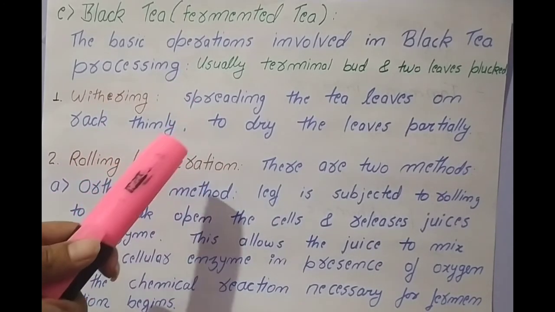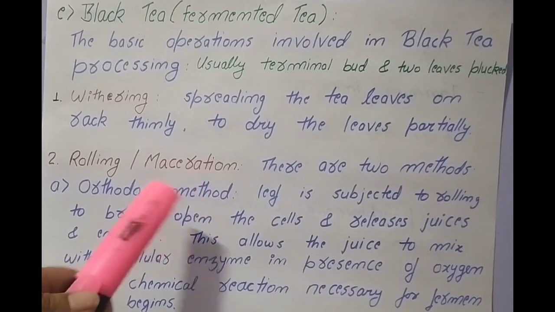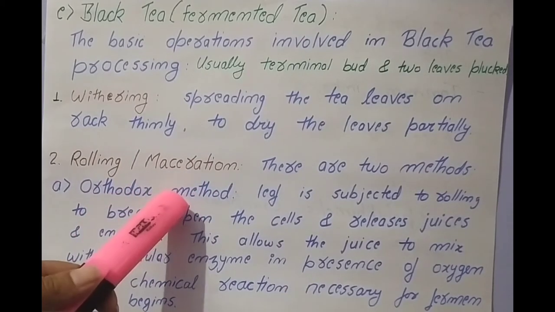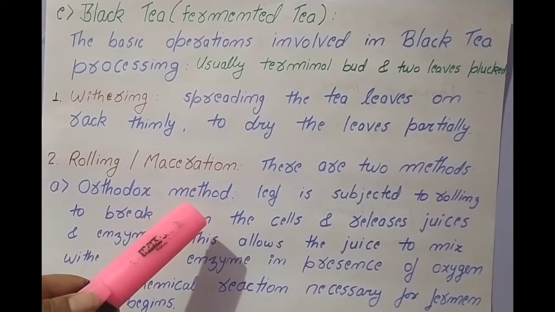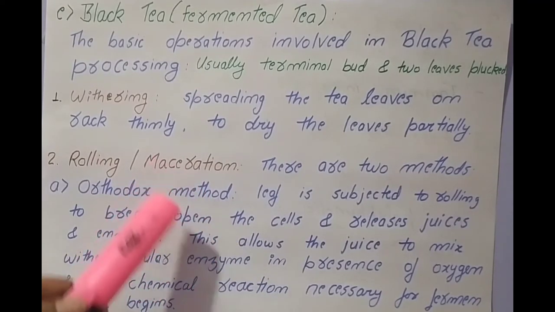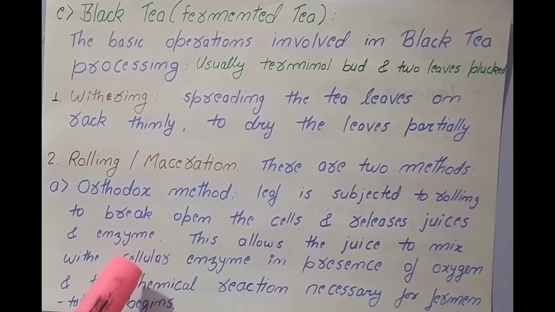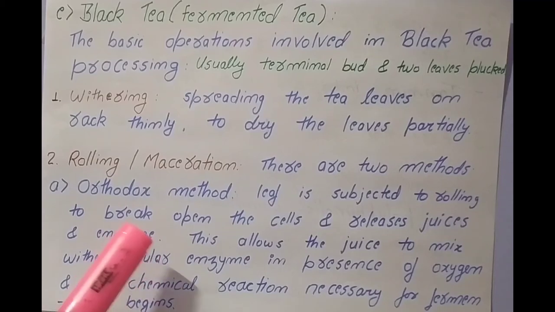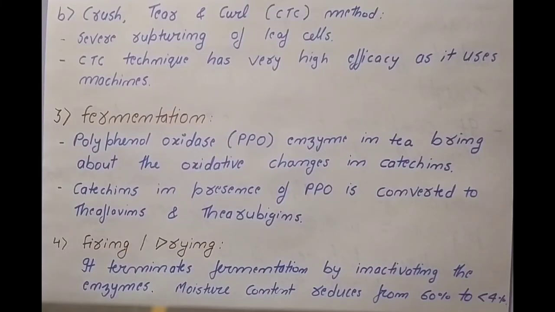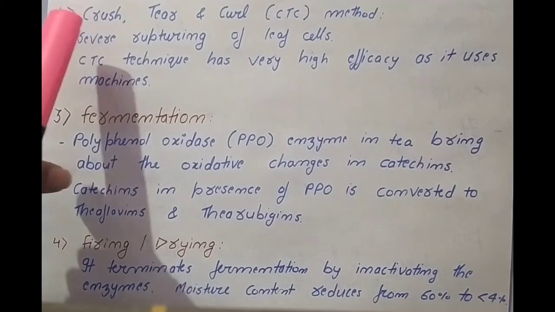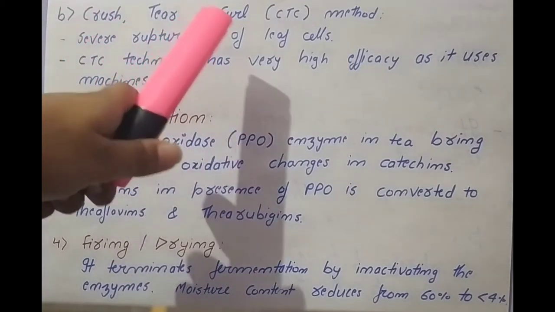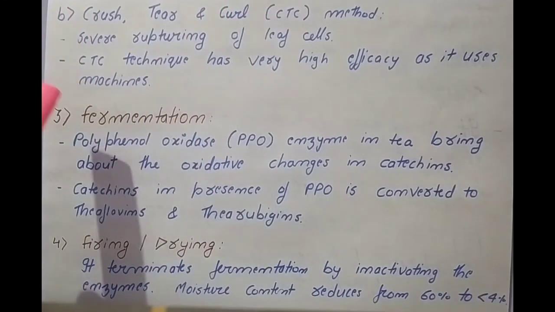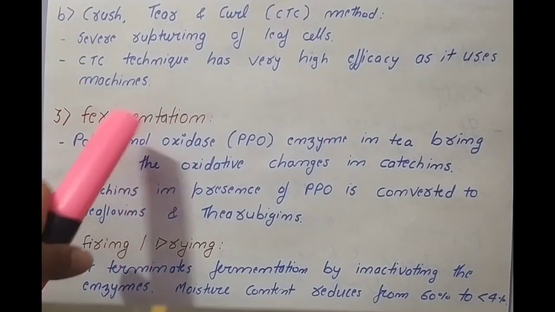Third one is rolling. In rolling, there are basically two methods. First method is known as the orthodox method. In the orthodox method, the leaf is subjected to rolling so that the juices are released. This allows the juice to mix with the cellular enzyme in the presence of oxygen, and the fermentation process begins. Second is the CTC method. It is also known as the crush, tear and curl method, in which severe rupturing of the leaf cell is done.